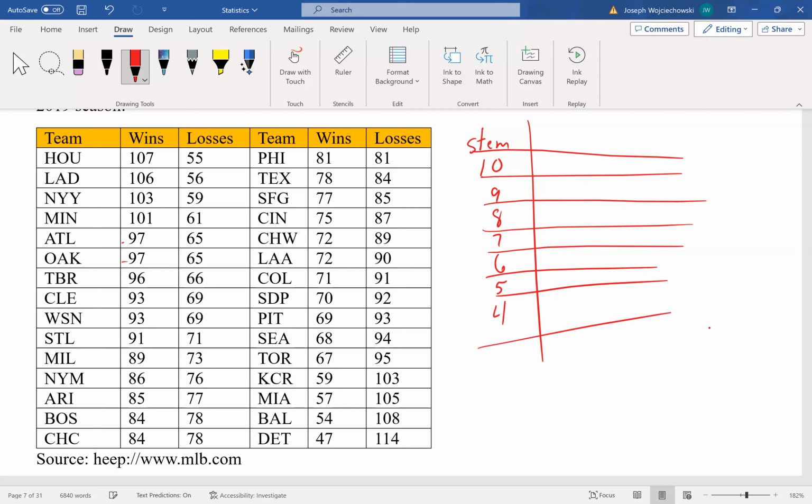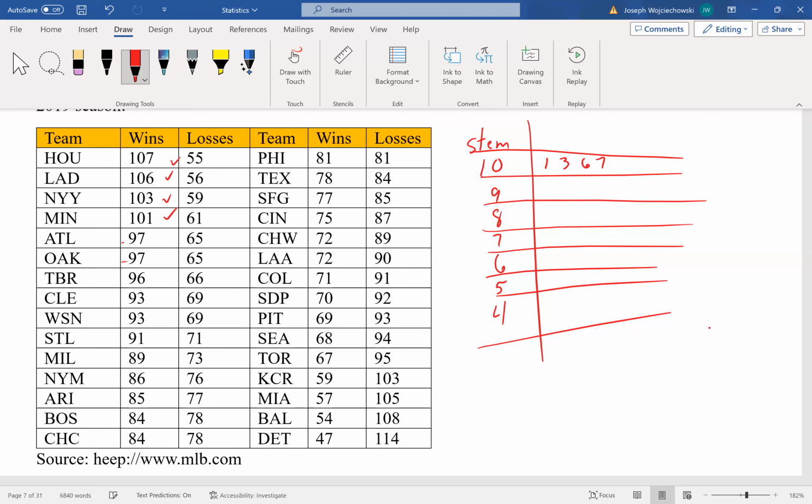So now I look at my leaves. Here I have 7, 6, 3, and 1. Typically we like to go smallest to largest, so 1, 3, 6, and 7.